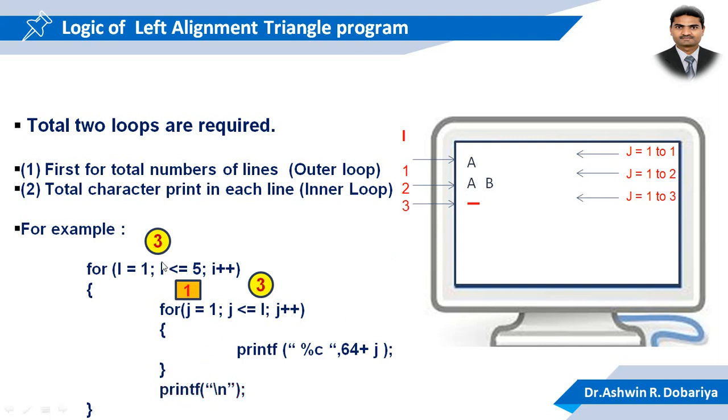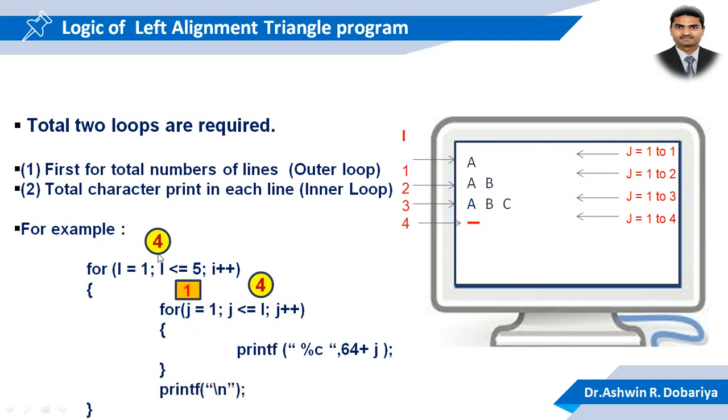Again i becomes 3 and the inner loop will start from 1. So j is equal to 1 means 64 plus 1, 65, it prints A. Again j is incremented by 1, 2, it means 64 plus 2 means 66, it will print B. Then again j is incremented to 3, 64 plus 3 means 67, it prints C. Now when j becomes 4, this condition becomes false. Then what we want to do, then \n, move the cursor to the next line.